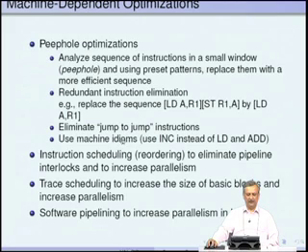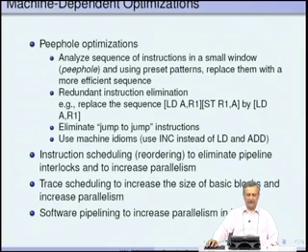Redundant instruction elimination, here is an example. If you have a sequence load A comma R1 followed by store R1 comma A, then actually it is not necessary to have this store instruction after all, because A already has the value that we require, and therefore, these two instructions may be replaced by load A comma R1 itself.